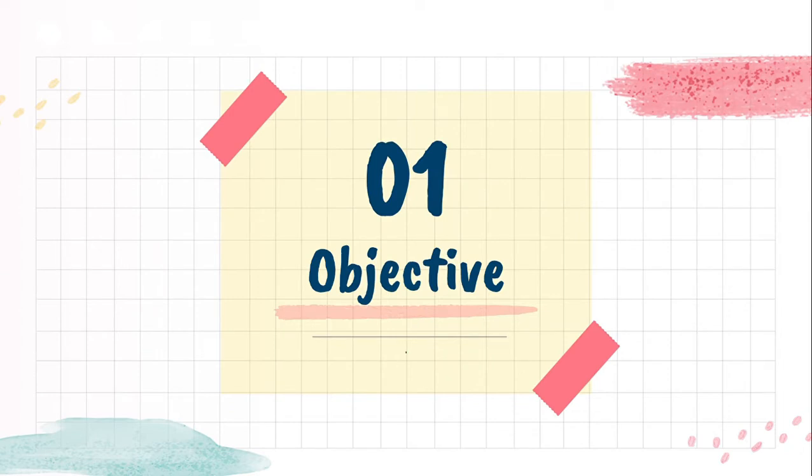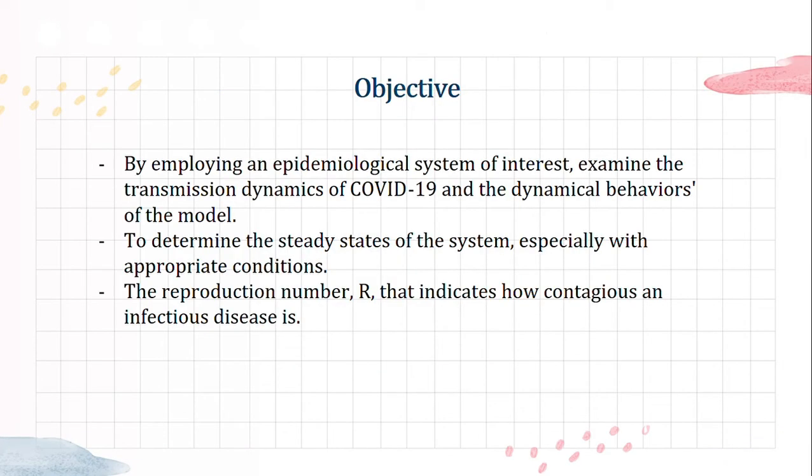Now, let's talk about the objectives for this project. First and foremost, by employing an epidemiological system of interest, examine the transmission dynamics of COVID-19 and the dynamical behaviors of the model. Second, to determine the steady state of the system, especially with appropriate conditions. And the last one is the reproduction number, R, that indicates how contagious an infectious disease is.